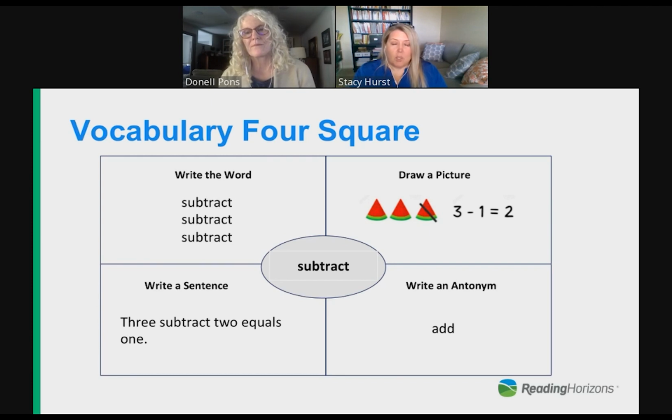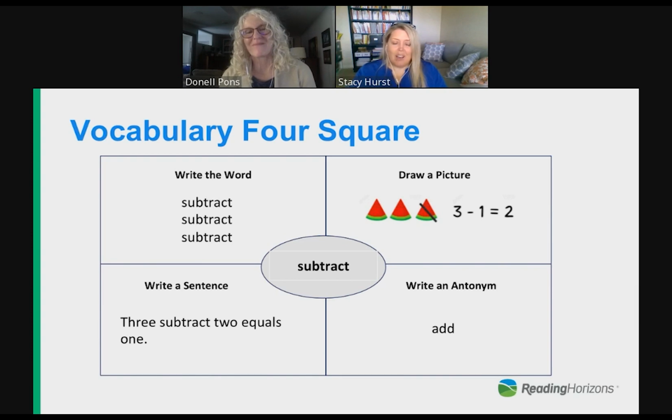I will be totally transparent. When I first started doing this kind of activity with my first graders, that draw a picture part appealed to me because they like to draw. And I thought, good, then they'll be engaged in this activity. They can draw a picture. But that was really telling for me. The picture that they drew to represent the word was one of the best forms of assessment for how well they understood the word. So it's not just a time filler, right?